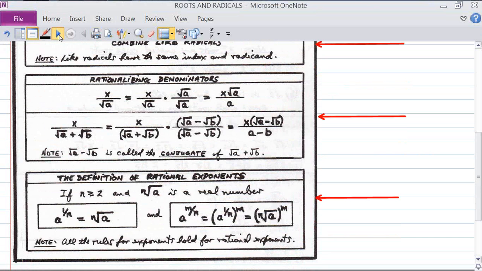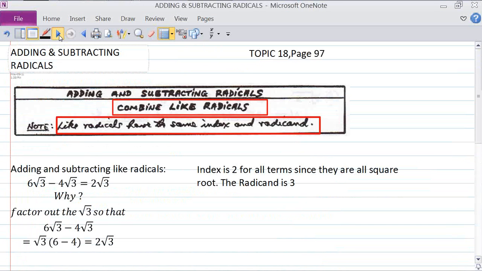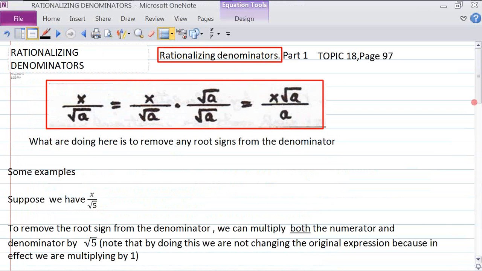So let's go first of all and look at rationalizing denominators. So page 97, again topic 18, and what we're going to try and do here is remove the root sign from the denominator. Generally, when we write expressions in algebra, we don't like to leave a root sign on the denominator. So let's say we have x over root a. How are we going to get rid of that?